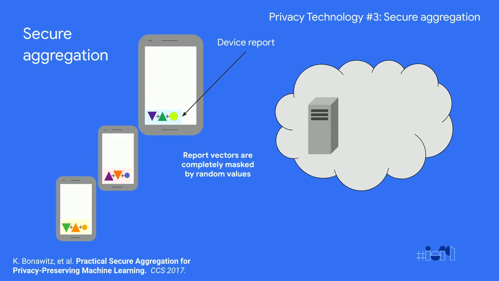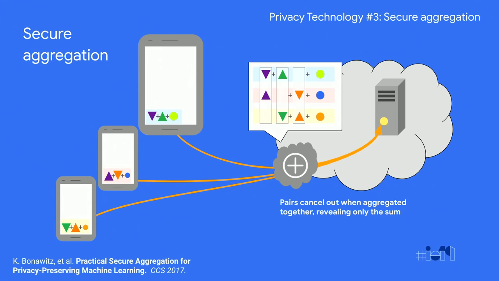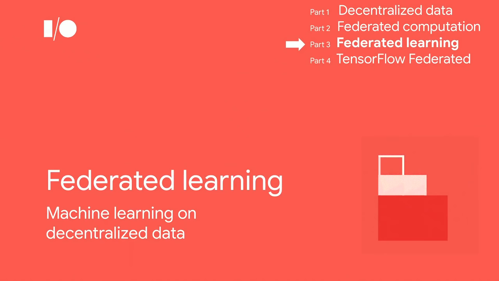Reports will be completely masked by these values, such that we can see that these added pairs now make each individual report themselves look randomized. But when aggregated together, the pairs cancel out, and we're left with only the sum we were looking for. In practice, again, this protocol is more complicated to handle dropout.